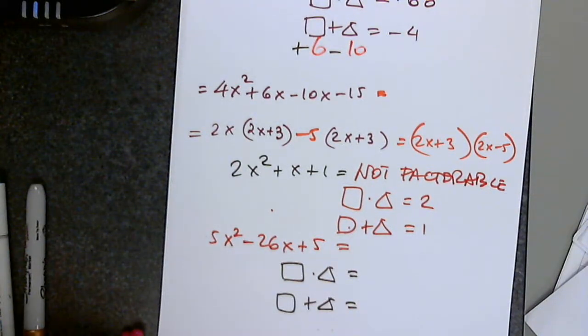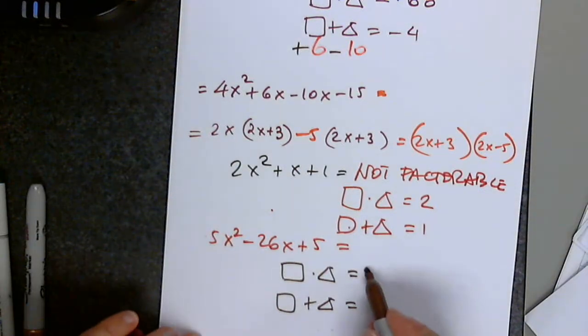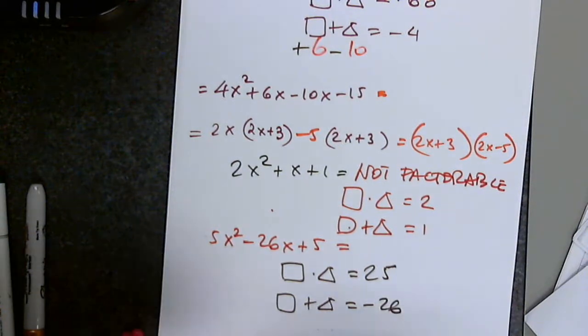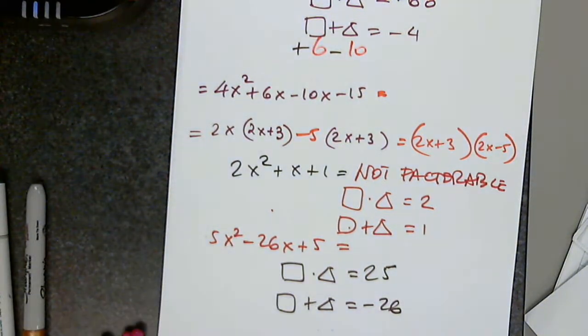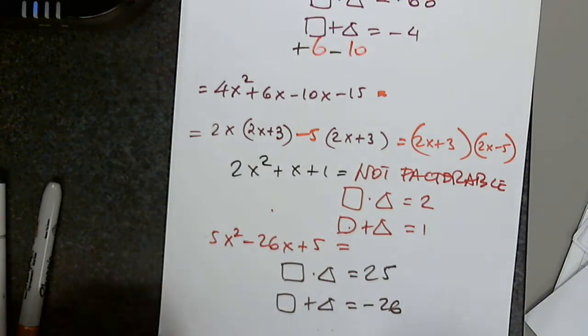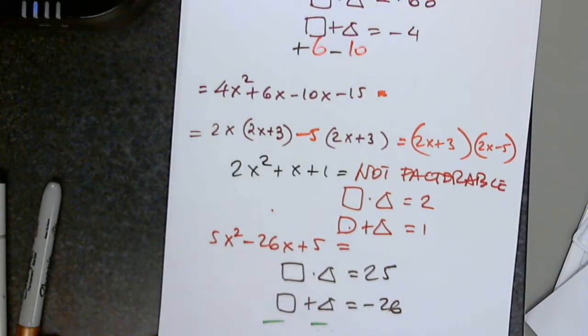The product. Careful. Very good. Sum. Since the product is positive, both numbers have to have the same sign, but their sum is negative, which means both numbers have to be negative. Can I find two negative numbers whose product is 25 and whose sum is negative 26?